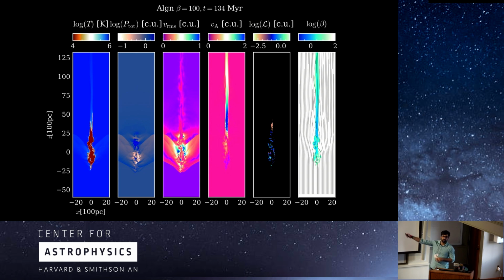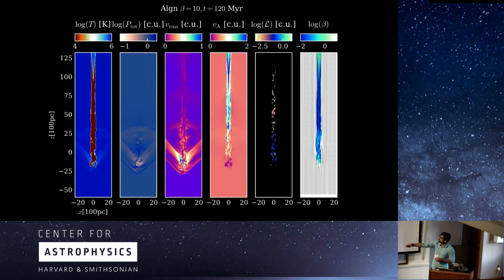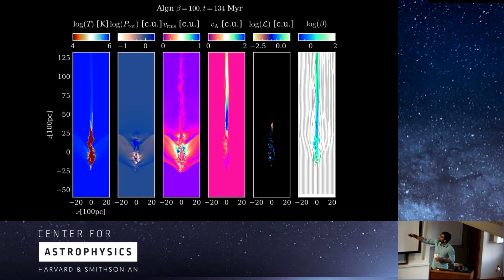To examine what is happening with magnetic fields, this plot shows what the inflow velocity looks like. So why do I care about inflow velocities in the first place?